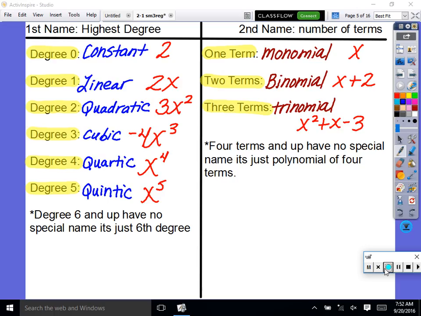So first of all, the first name comes from the highest degree. If we have degree 0, such as 2, see how there's no x value? Everybody?